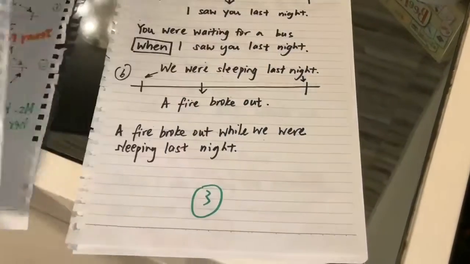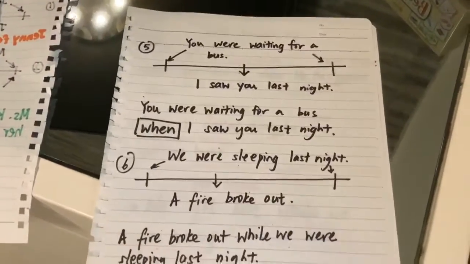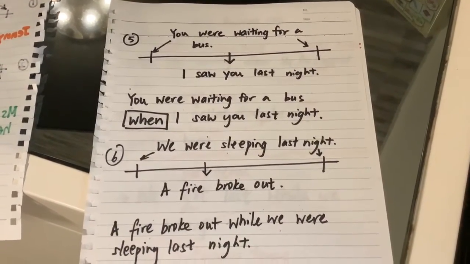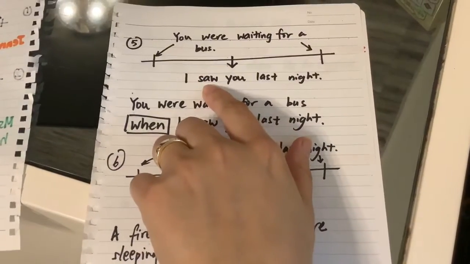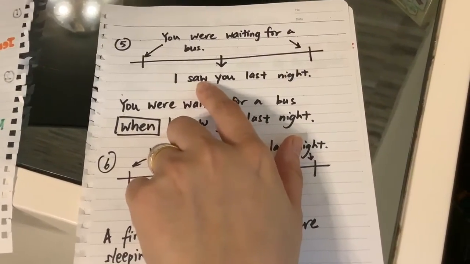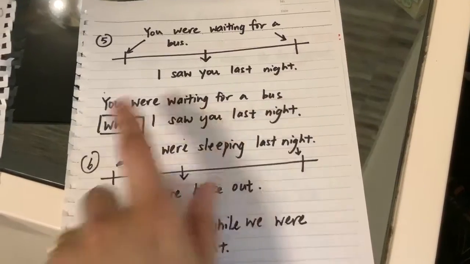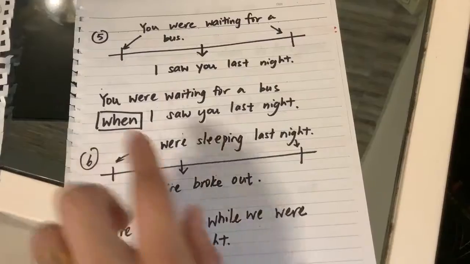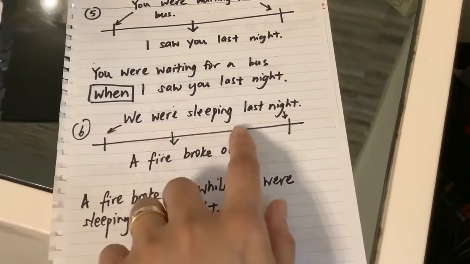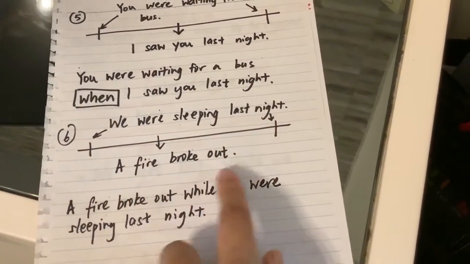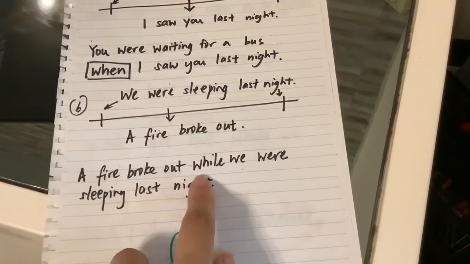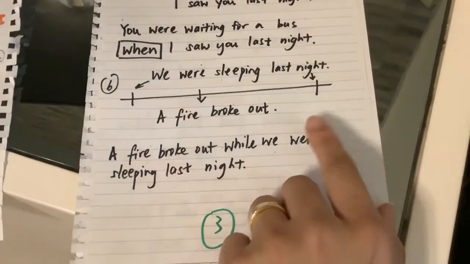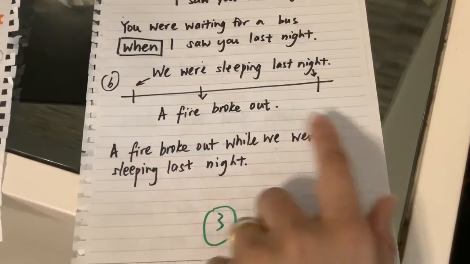Okay? A few more examples. Number 5. You were waiting for a bus. I saw you last night. So since when I saw you, it was a short action. So I will say you were waiting for a bus when I saw you last night. So when. All right. Number 6. We were sleeping last night. A fire broke out. A fire broke out while we were sleeping last night. So you can see while we were sleeping.